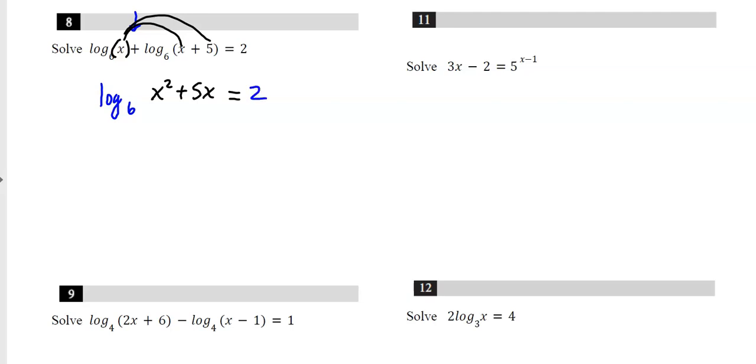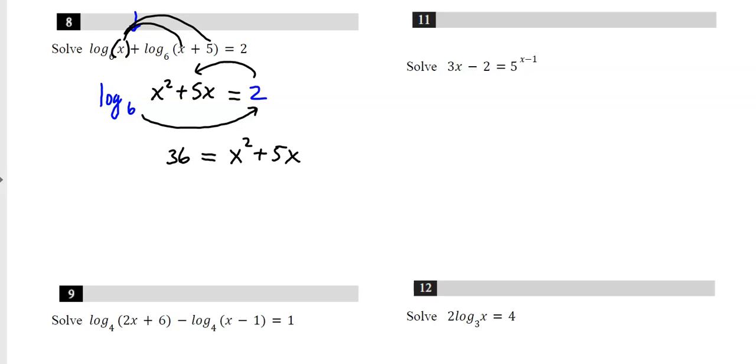And now that's in log form, so I'm going to rewrite this in exponential form. I'm going to say 6 to the 2nd power, which is just 36, equals x squared plus 5x. All right, so we're looking pretty good. I'm going to get rid of this just because it's not necessary anymore. And I have a quadratic I need to solve.